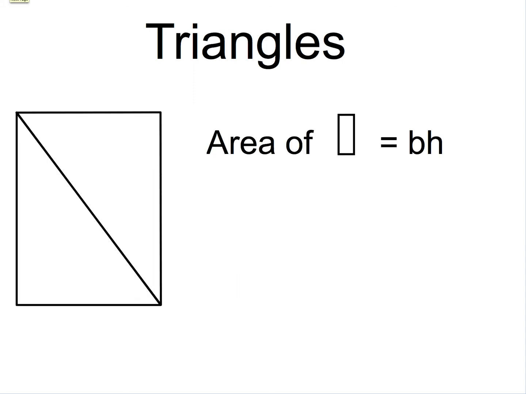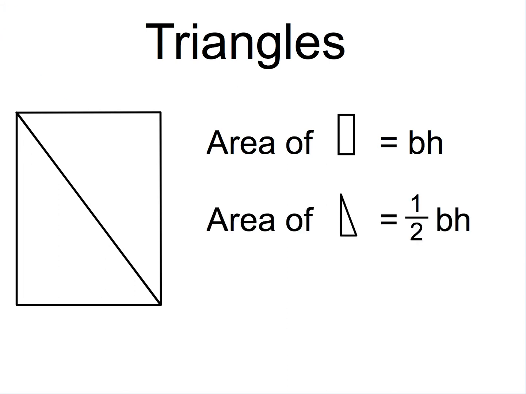We already know that the formula for a rectangle is base times height, which is what I have right here. So since a triangle is half of a rectangle, the formula for area of a triangle is simply half times the base times the height. We take that base times the height and we divide it by 2. We're cutting it in half.